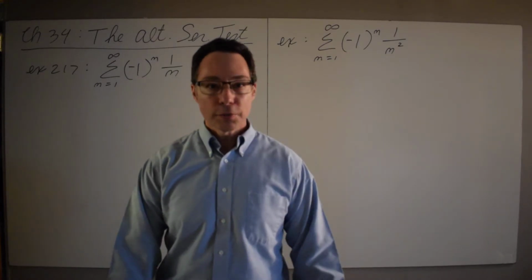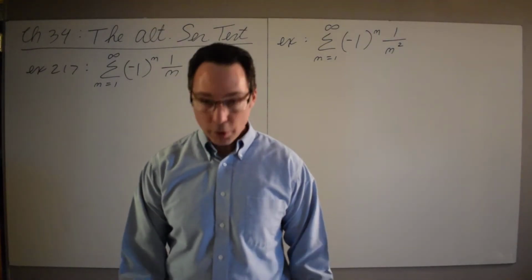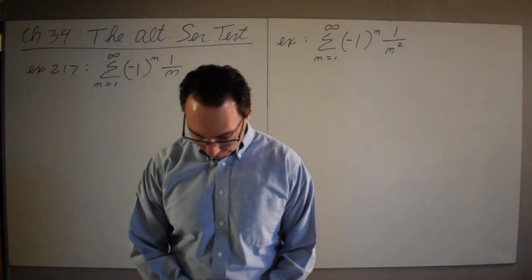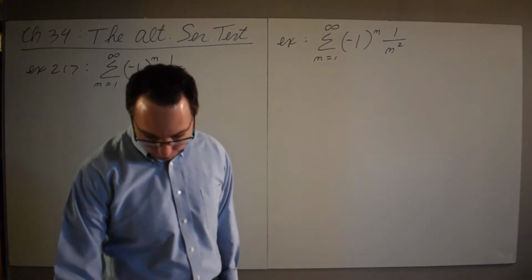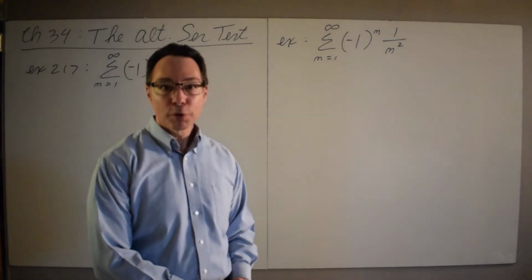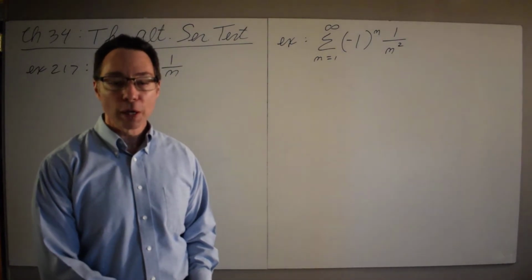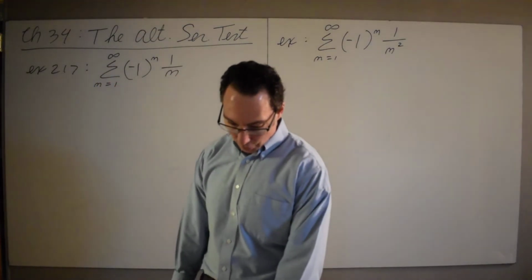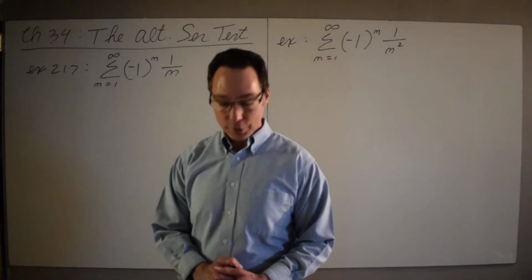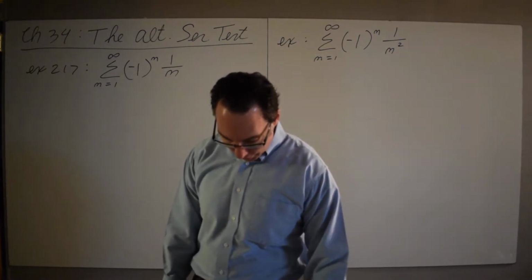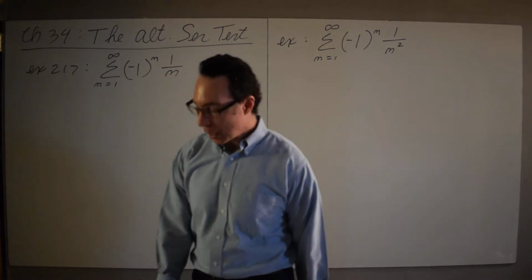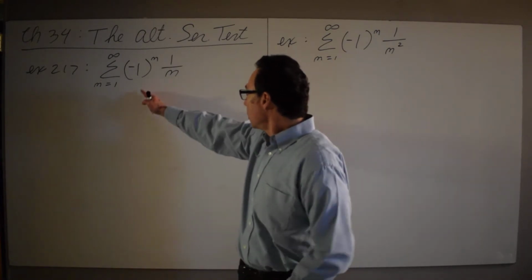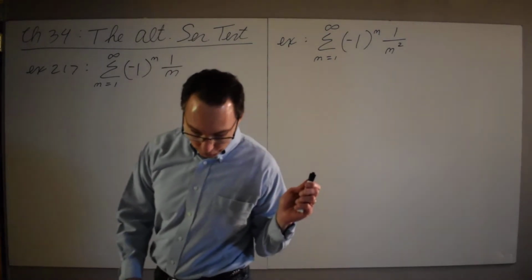Hello. This video is over Chapter 34, the alternating series test. So again, I'm assuming that you have read definition 215 of what an alternating series is and theorem 216, which is the alternating series test. So now I'm going to look at two examples. One is in the notes, example 217, and the other one is not.